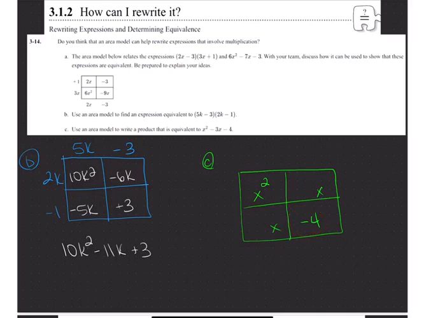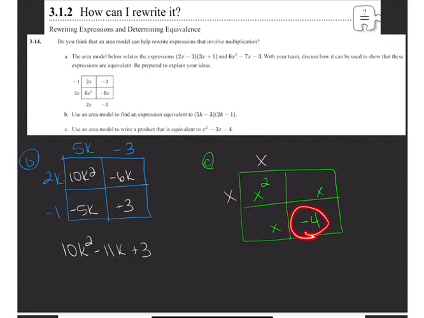Actually, let's go back a second. We can fill in some of our outsides. So to get x squared, we need to figure out what we can multiply in order to get x squared. Well, we can multiply x times x to get x squared, right? And you can do these in any order. You don't have to jump around.